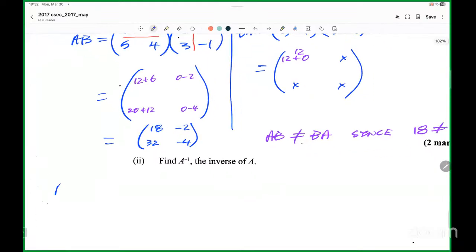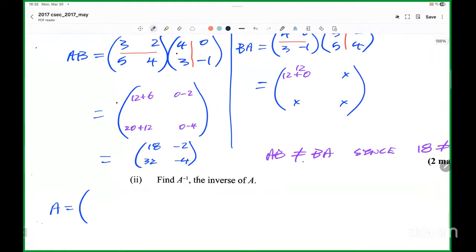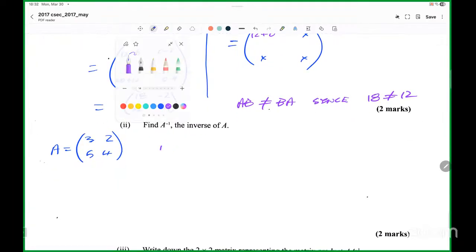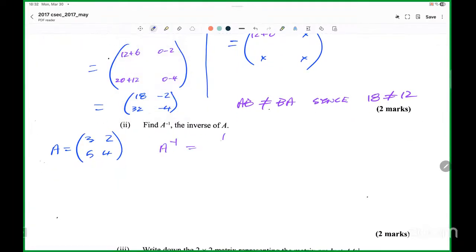What is A again? A is the matrix 3, 2, 5, 4. Let's work out the inverse of that matrix in purple. So A to the minus 1 is 1 over the determinant of A times the adjoint of A, which becomes 1 over the determinant. Okay, the determinant again.